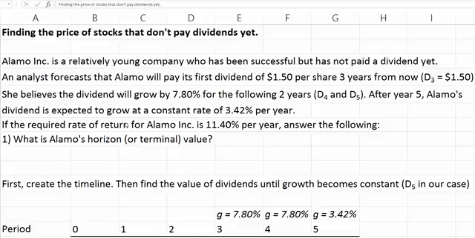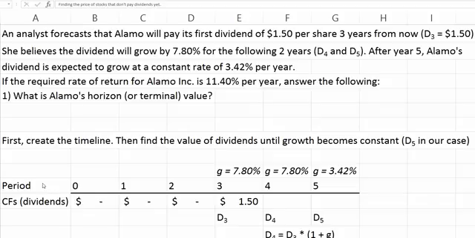So, assuming the required rate of return for Alamo is 11.4%, what would be the horizon or terminal value? And just a reminder, the horizon value is the value of the company at the end of the non-constant growth, after growth becomes constant. So the first thing I would do, and I did already, was to create a timeline. And here I put the different periods and the value of the dividends.